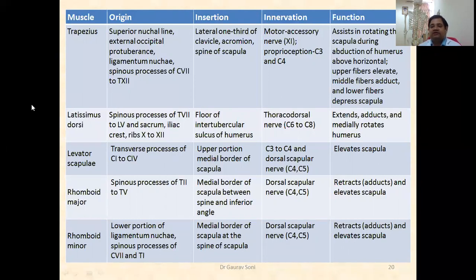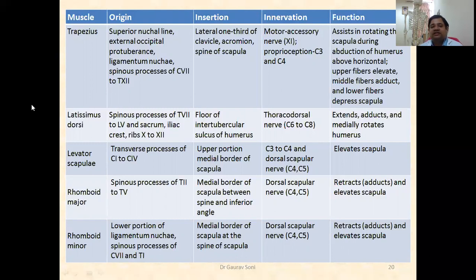Then is the rhomboid group. There are two in number, rhomboid major and rhomboid minor. Major starts from the spinous processes of T2 to T5 and gets inserted into the medial border of the scapula between the spine and inferior angle. It is supplied by the same nerve which supplied the levator scapulae, the dorsal scapular nerve. It adducts and elevates the scapula. Rhomboid minor, as the name suggests, is the little smaller one. The lower portion of ligamentum nuchae and the spinous processes of C7 to T1 are the origin. It gets inserted on the medial border of the scapula at the spine of the scapula. Nerve supply is the same, dorsal scapular nerve. Action is also the same: adduction, that is retraction, and elevation of the scapula.